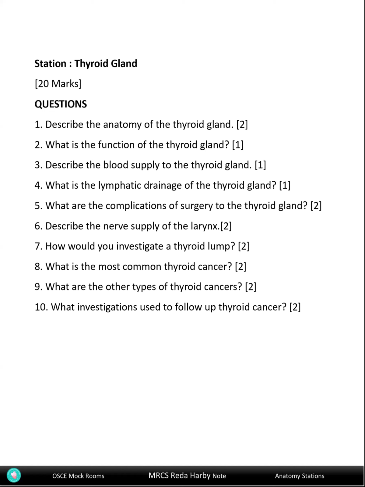It is supplied by the superior thyroid artery, which is a branch of the external carotid, and the inferior thyroid artery, which is a branch of the thyrocervical trunk. It is drained by three veins: the superior, middle, and inferior thyroid veins. The superior thyroid vein and the middle thyroid vein drain into the internal jugular vein, and the inferior thyroid vein drains into the brachiocephalic vein.